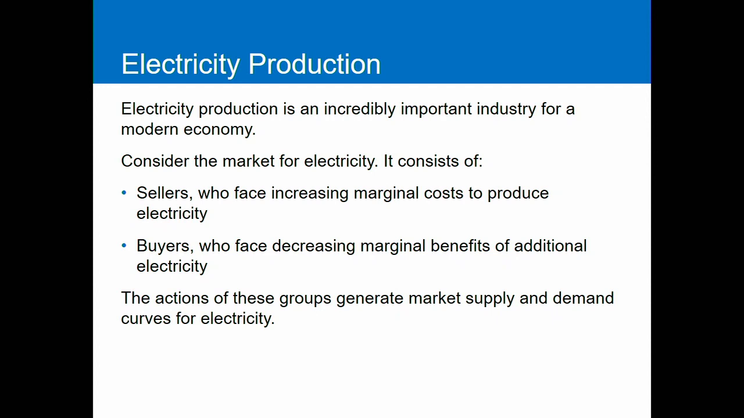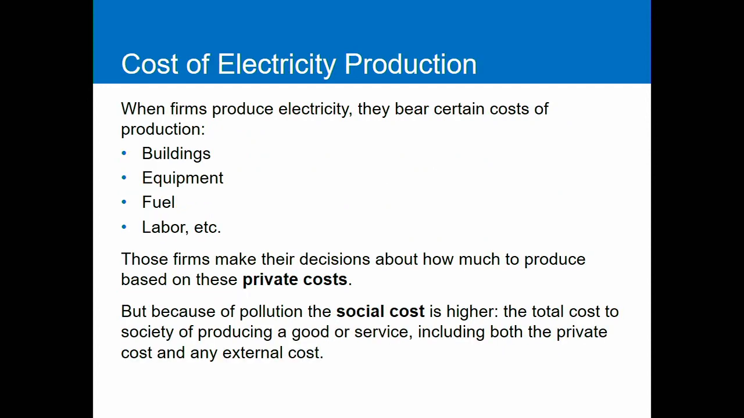So in this case, in the market for electricity, we have the sellers. They have increasing marginal costs to produce electricity, meaning an upward sloping supply curve. And buyers face decreasing marginal benefits, a downward sloping demand curve. Both of these groups, through their interaction in the market, generate the market supply curve and market demand curve for electricity. Fancy way of just saying, basically, that we have a market.